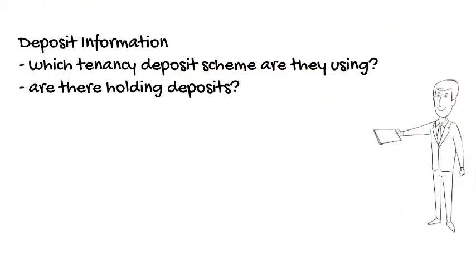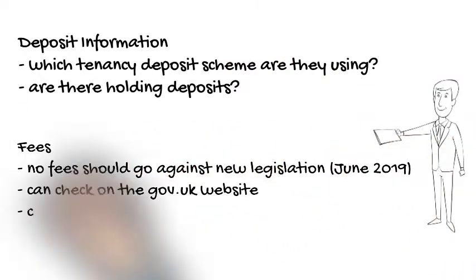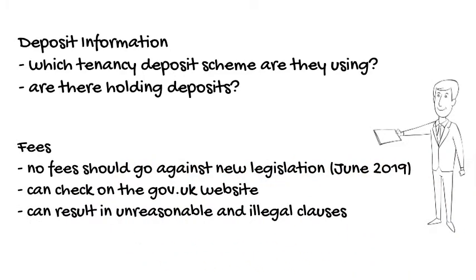Your landlord must use a government deposit scheme to hold your tenancy deposit. The scheme they use should be stated in your contract, so make sure to check this. There should also be no extra fees listed in your contract as per the tenant fees ban of June 2019. If you want some more information on this, go ahead and watch our video on deposits and fees.